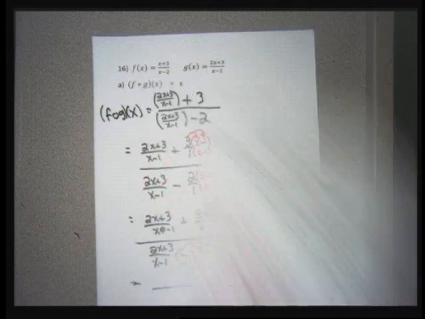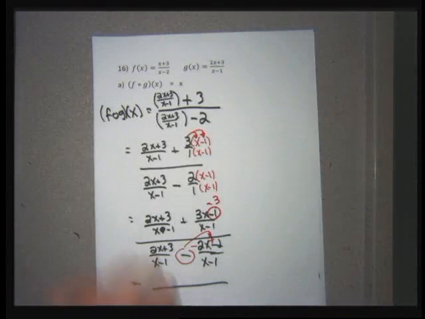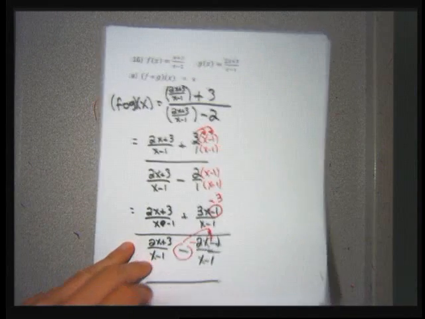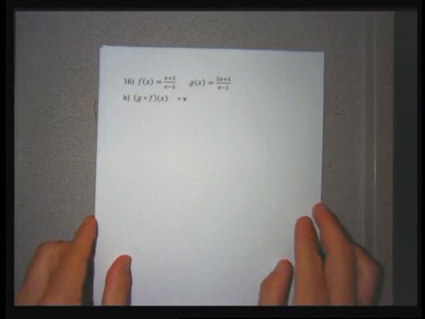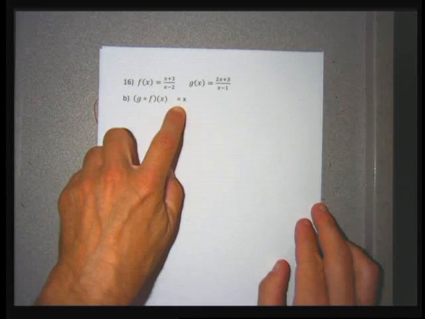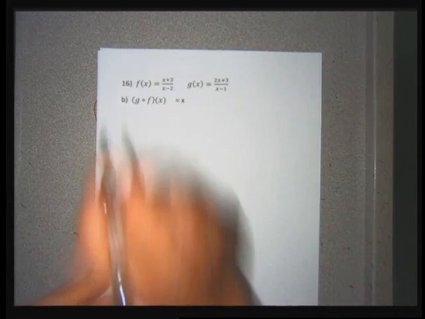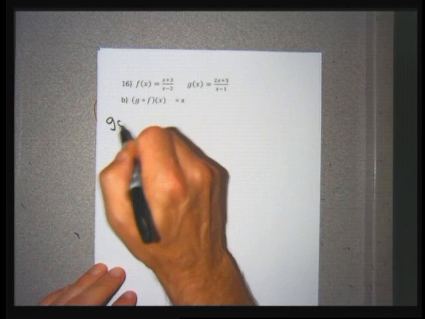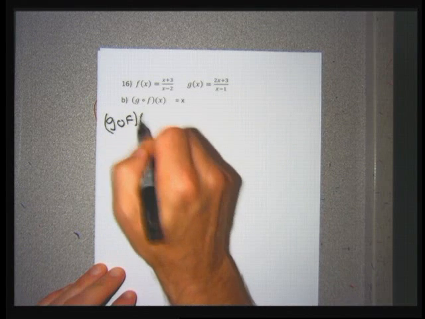That was a mess. I knew 16a would be a mess. 16b is going to be an equivalent mess. It might even be slightly messier, if that's possible, but I think it could be. So 16b, essentially the same thing. I show that g composed with f of x equals x. So I'm going to do that. I'm going to find g composed with f of x.